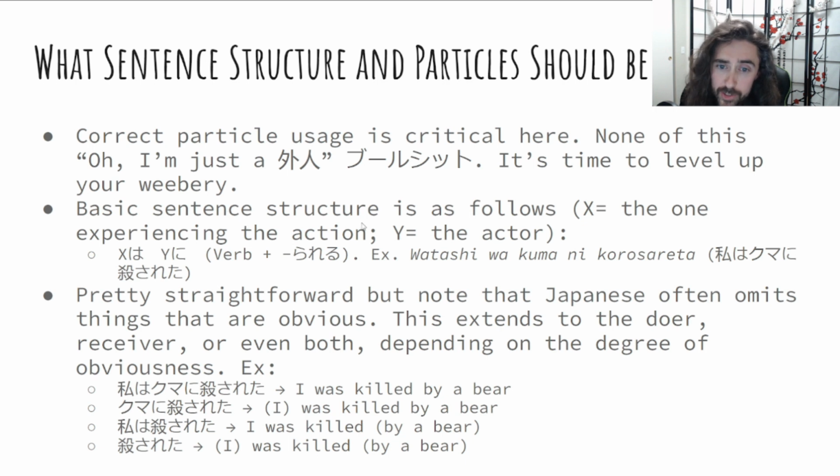So basic sentence structure is as follows. X is the one experiencing the action. Notice that I do not say direct object. That's going to be important later. It's the person or thing that's experiencing the action, and Y is the actor. So X wa Y ni verb plus られる. So 私は熊に殺された. Right? I was killed by a bear.